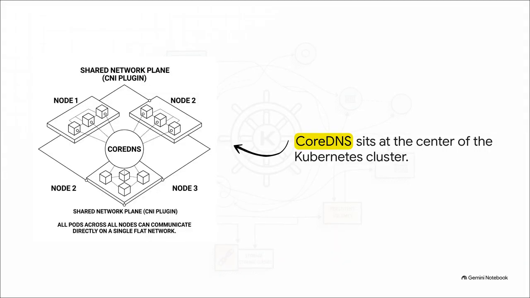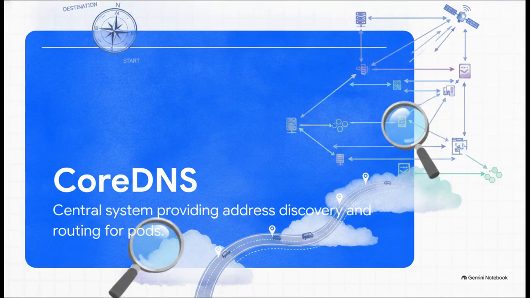And this brilliantly illustrates our next piece of the puzzle. If you look right at the very center of this architecture, you'll find a massive hub that every single pod across all the nodes connects back to. And that is CoreDNS. That placement, it's incredibly deliberate. By putting CoreDNS right at the absolute center of the shared network plane, the system sets up the ultimate solution to our very first question: how these ephemeral pods actually locate one another when their IP addresses are constantly shifting around. CoreDNS acts as the central system providing address discovery and routing for all those pods.